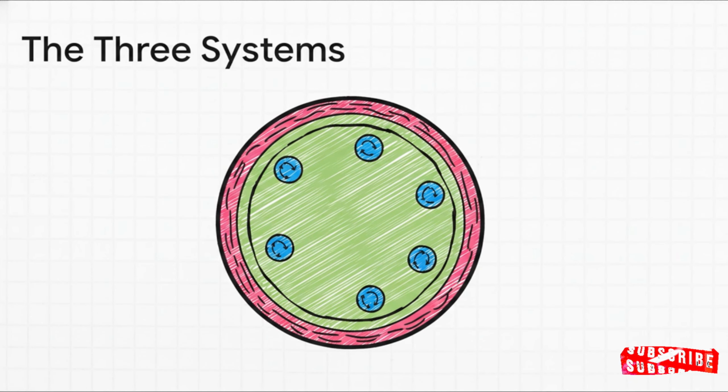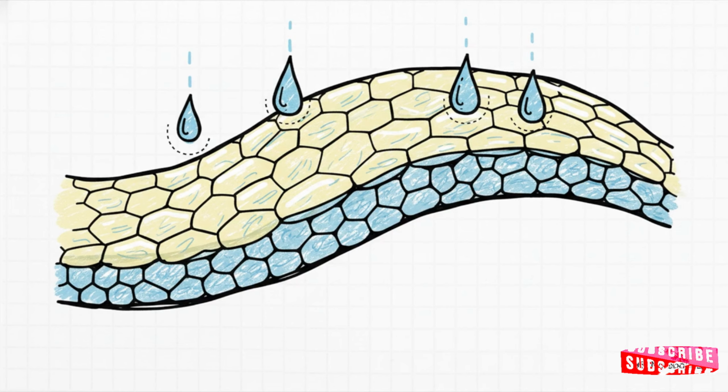Okay, so what are they? Well, you've got the epidermal, the ground, and the vascular systems. A really simple way to think about them is as the plant's skin, its main body or filler tissue, and its internal plumbing. Let's take a look at each one, starting from the outside in. So first up is the epidermal system.